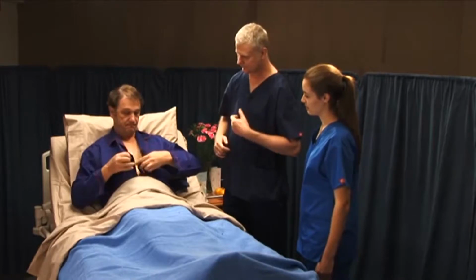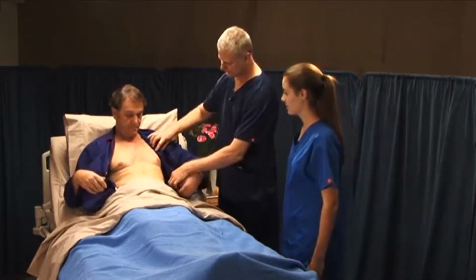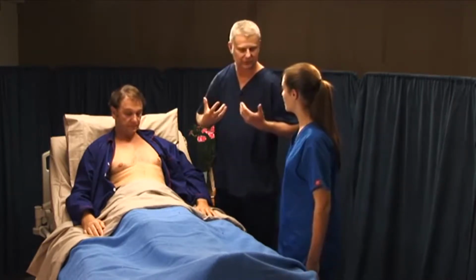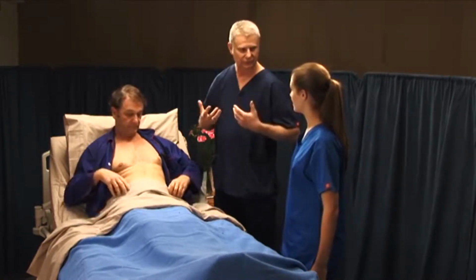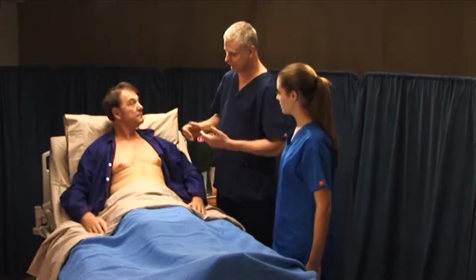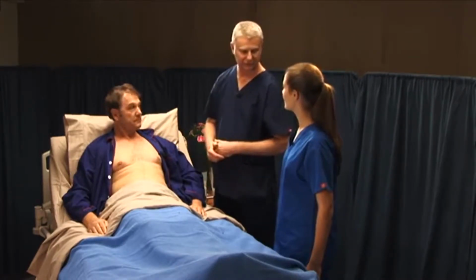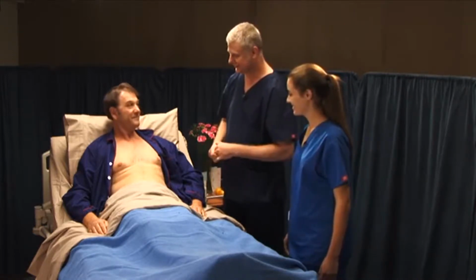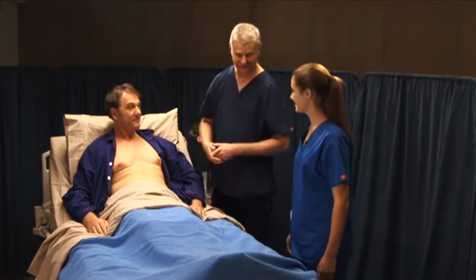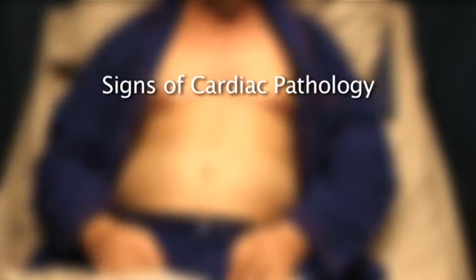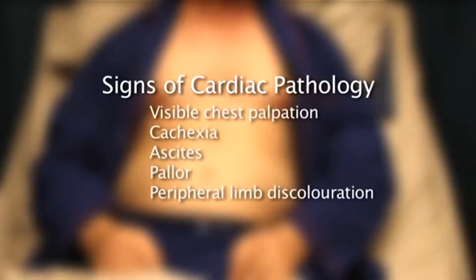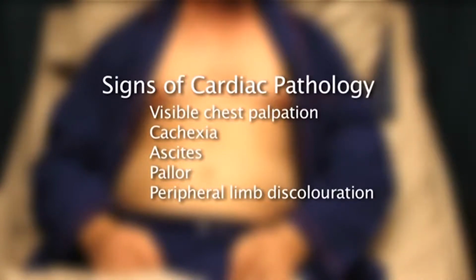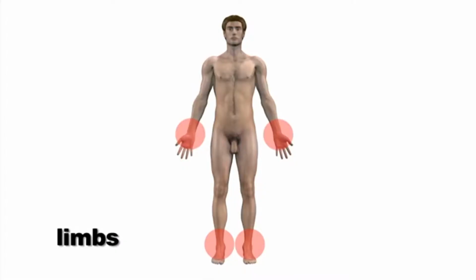Next, you inspect the chest. We want to just look at the person's chest to make sure they haven't got any obvious deformities that might indicate they've got respiratory disease or something like that. If he had a scar on his chest, it might indicate he's had surgery he forgot to mention, because people do forget things. Physical signs of cardiac pathology that are visible include chest palpation, cachexia, ascites, pallor and peripheral limb discoloration.